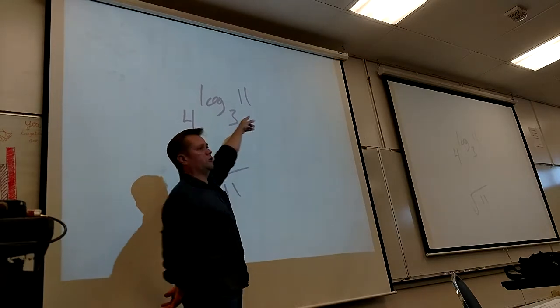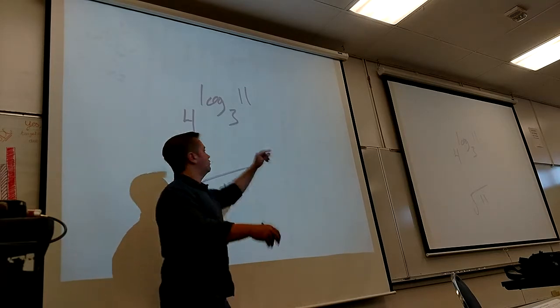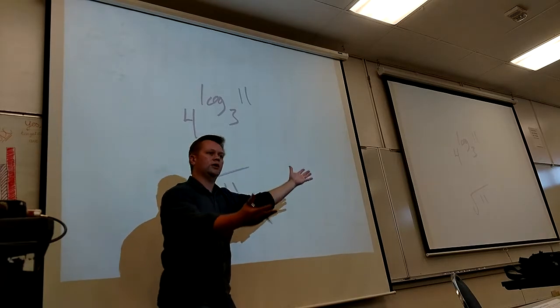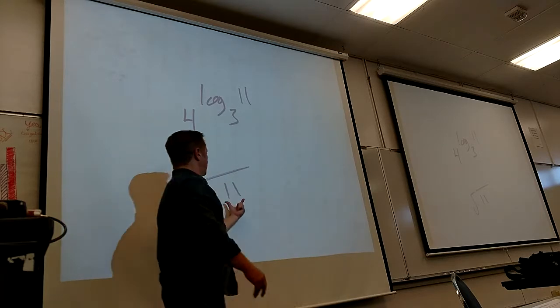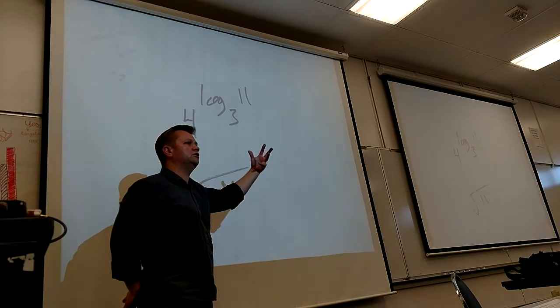Well, I put it on 4, so the answer is going to be more than 11. Does that make sense? 3 to this power would be 11. So 4 to this power is going to be a little more than 11. How much more? I don't know. But it's exactly the same as the square root of 11. It's not that it's undefined or something. It's just I can't do it by hand.